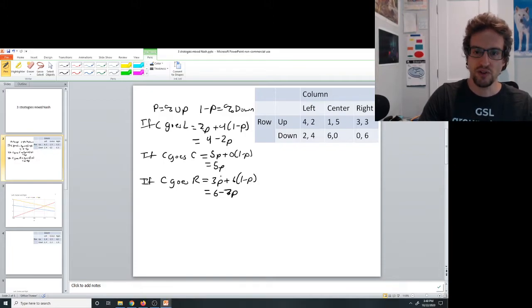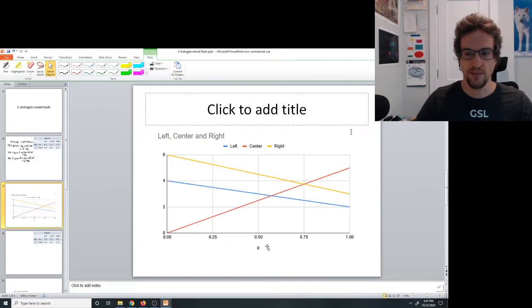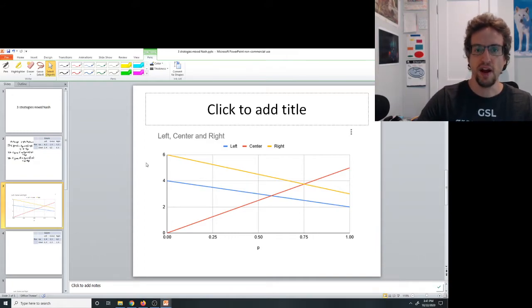Once you've got those three values, you can't solve for all three of these equations to be equal at the same time. Doesn't work. So instead what we do is graph them, and that's the important half. I've graphed 4 minus 2P, 5P, and 6 minus 3P. You can see on the bottom, that's P. P goes from 0 to 1, and the payoffs go from 0 to 6.